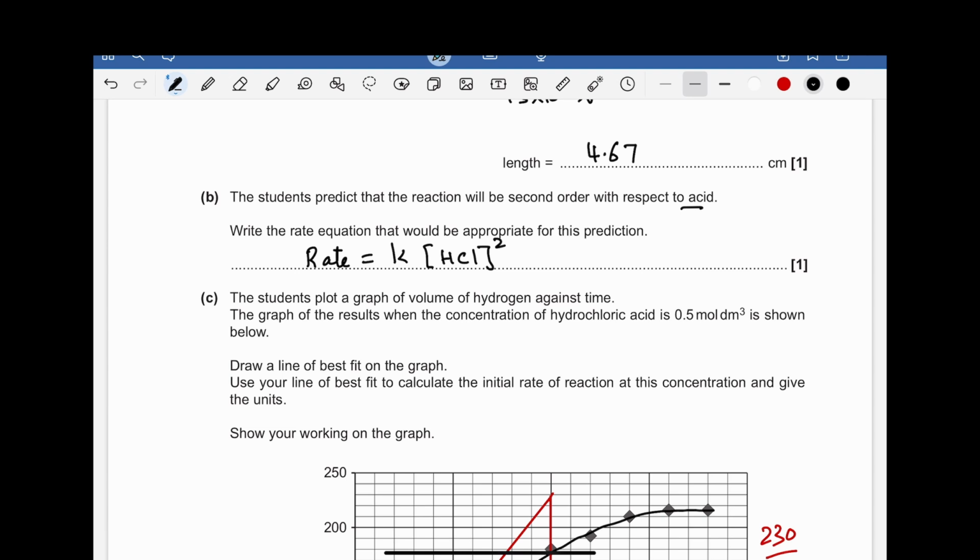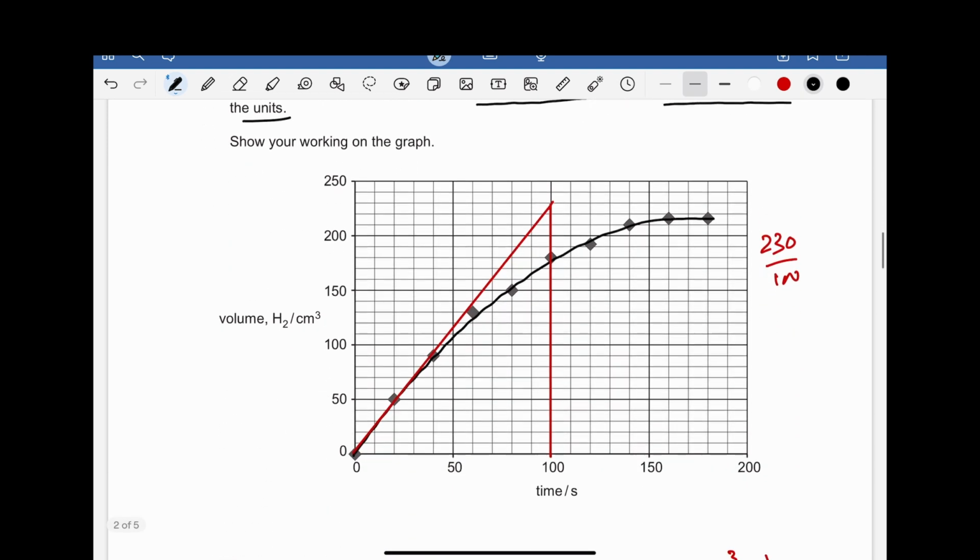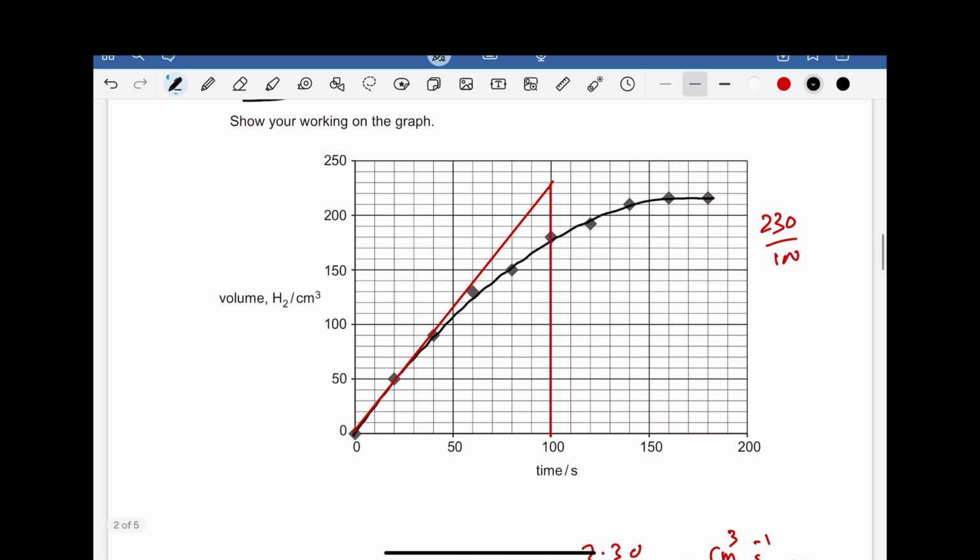C. Students plot a graph of volume of hydrogen against time. The graph of the result when the concentration of hydrochloric acid is 0.5 mole per dm cube is shown below. Draw a line of best fit on the graph. Use the line of best fit to calculate the initial rate of reaction at this concentration and give the units. Show your working. So to save some time, I have already done the line of best fit and I have drawn the tangent when time was 0.